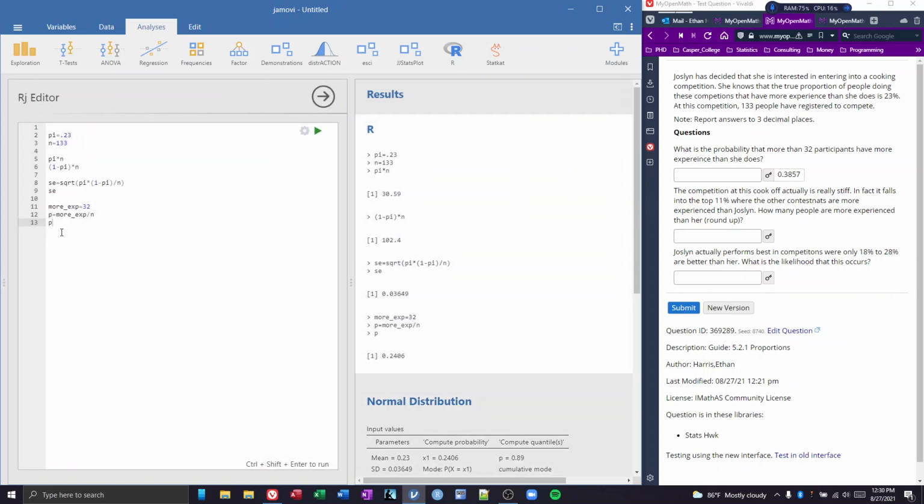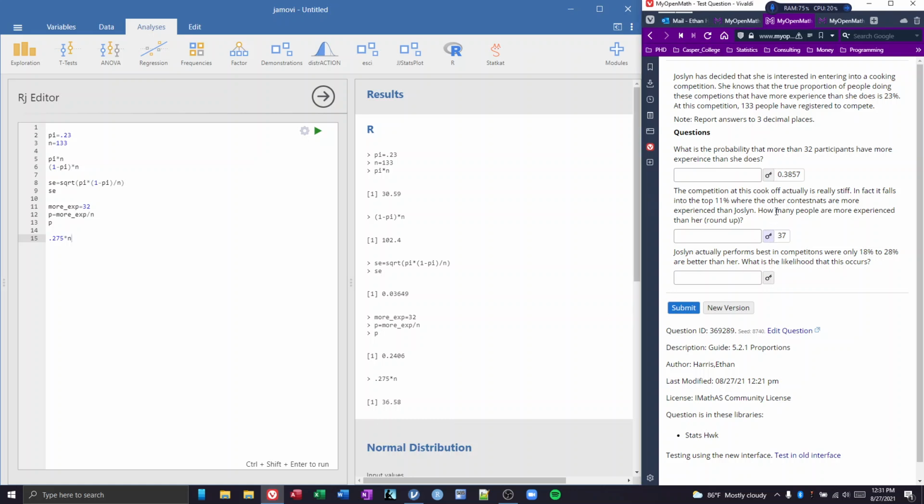Let's go back to R. In here, if we want to know the number of people who have more experience than she does, we'll do 0.275 multiplied by our sample size. If we run that, we get 36.58. We round up, and that leads us to 37 people who are more experienced than her.